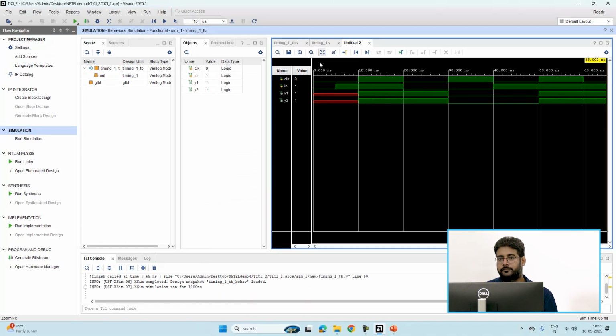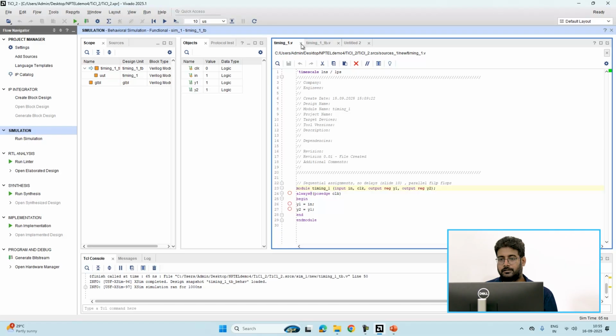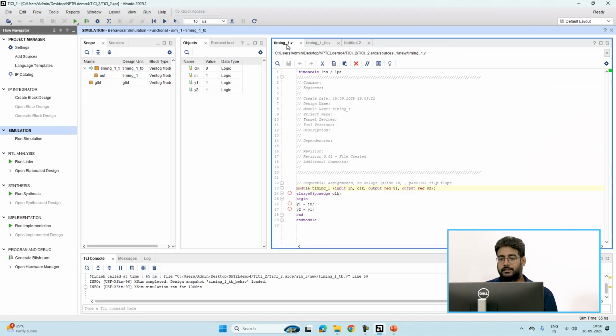Fit to the window. See the input. Clock cycle is this. Clock signal is this. Here's the input. But only at the positive edge of clock, it will execute this block. So when the positive edge of clock came at this 10 nanosecond, it executed the block and made Y1 equal to input. And these are blocking statements.